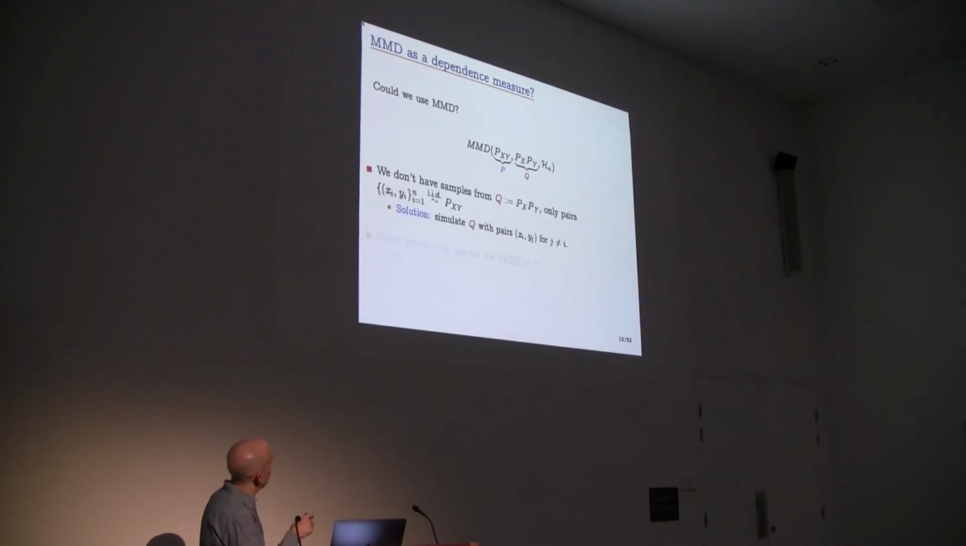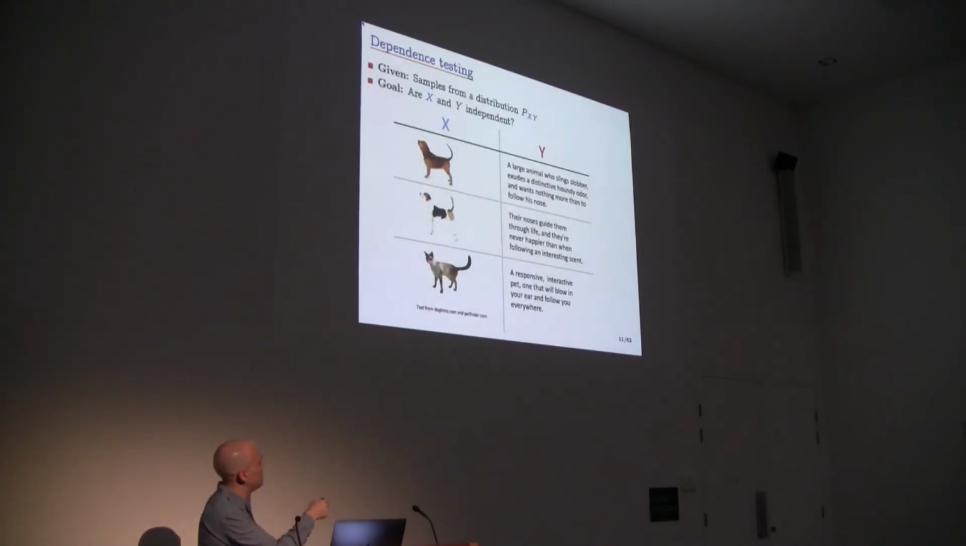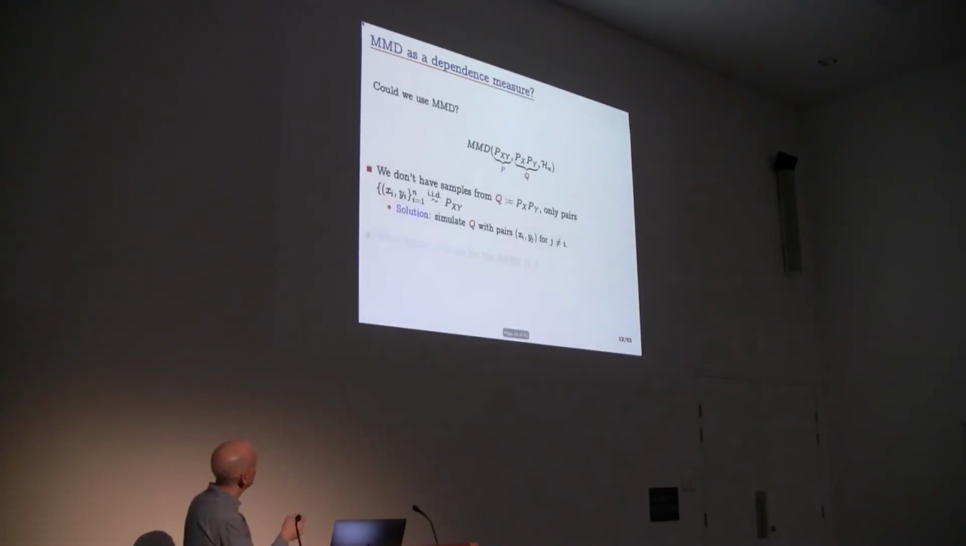The easy one to get around is that I don't actually have samples from Q, I just have samples from P. But I can simulate samples from Q, basically by scrambling the ordering of my Y's with respect to my X's. If I assign a random caption to each animal, then that's a good way of simulating a case where the animals and captions are independent. So that's how I solve that problem. But a trickier problem is what kernel to use. What's a good kernel that I could use for my maximum mean discrepancy?